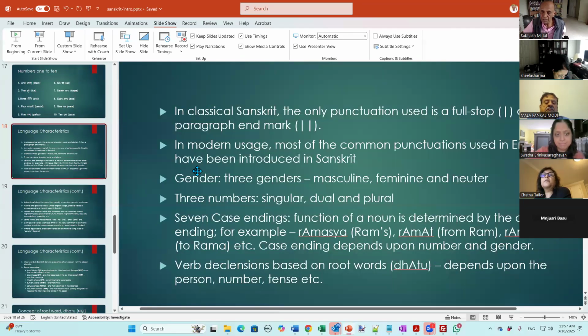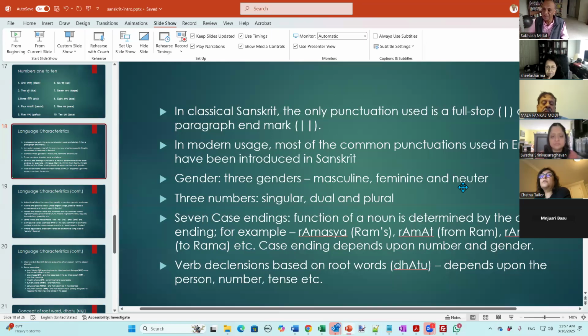Okay. So there are 3 genders as opposed to 2 genders in English. There are 3 in Sanskrit: masculine, feminine, and neuter. This is called Pumlinga, this is Strilinga, and this is Napunsakalinga in the Sanskrit language. We'll talk about these. So masculine, feminine, and neuter.